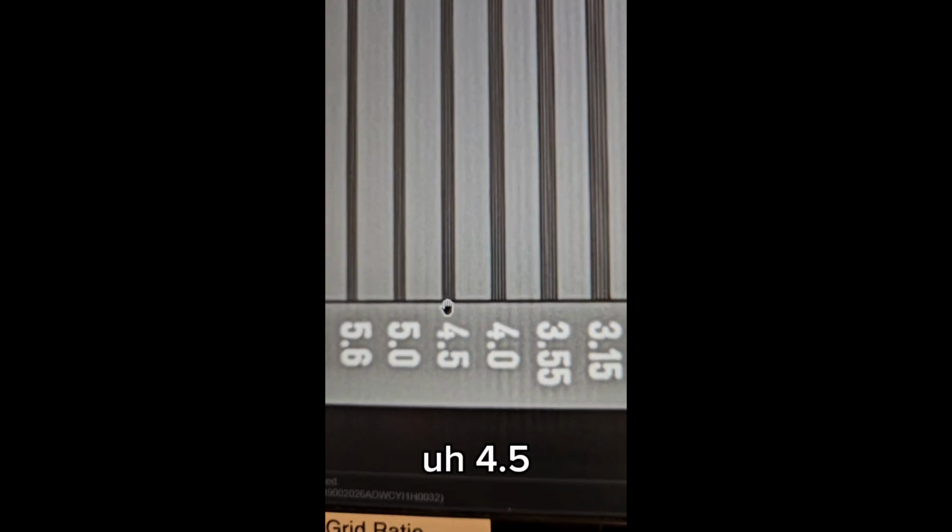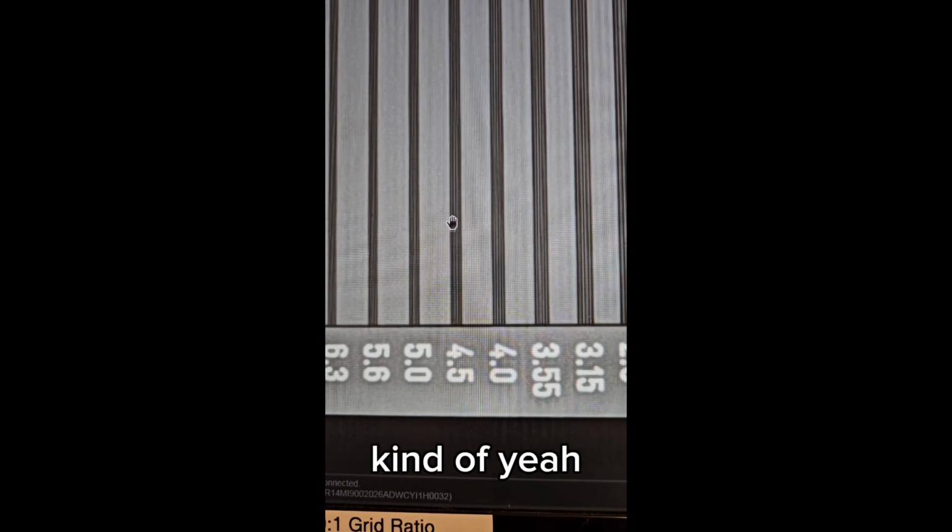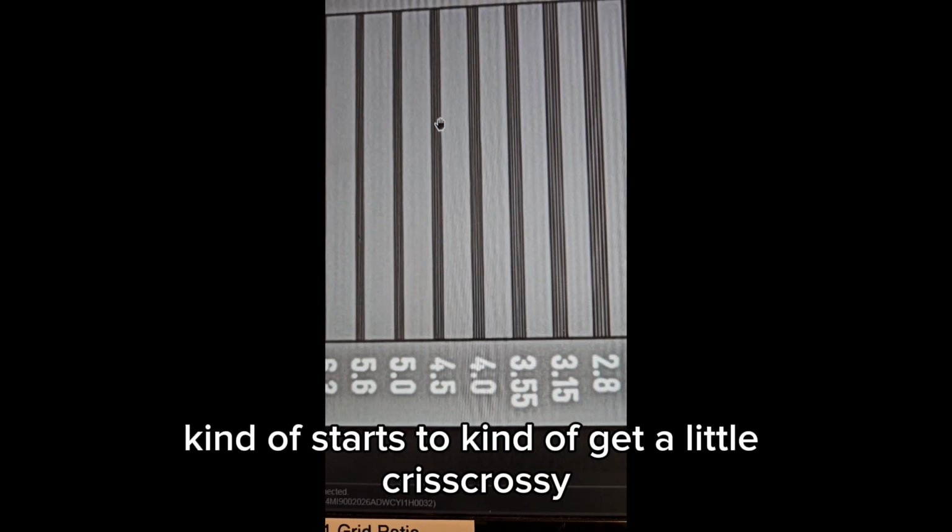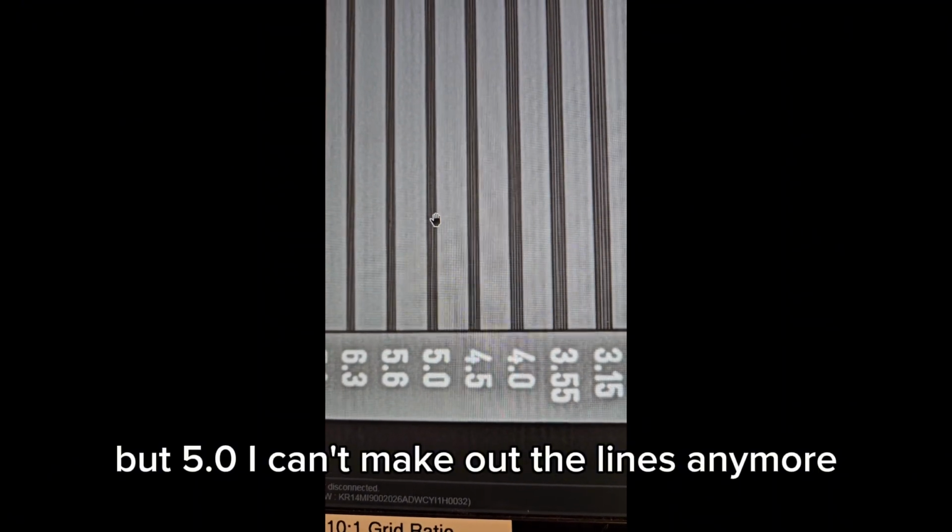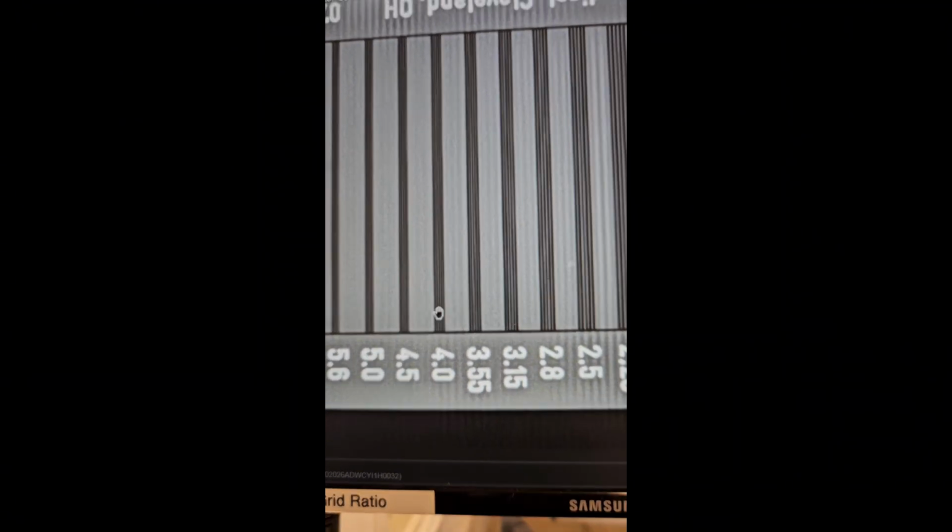So I can see all the lines at 3.55. I can see all 5 lines at 4.0, 4.5, kind of. Yeah, kind of. It starts to get a little crisscrossy. But 5.0, I can't make out the lines anymore, right?